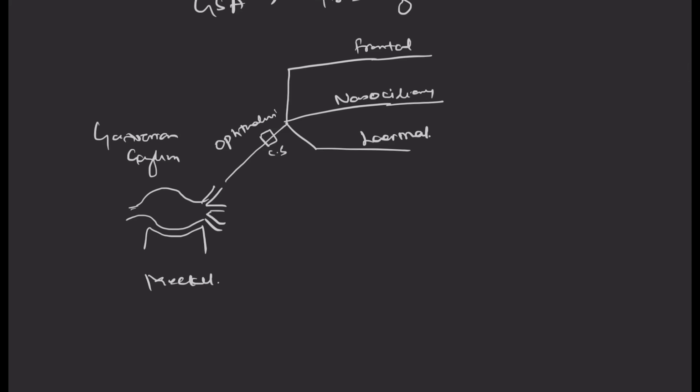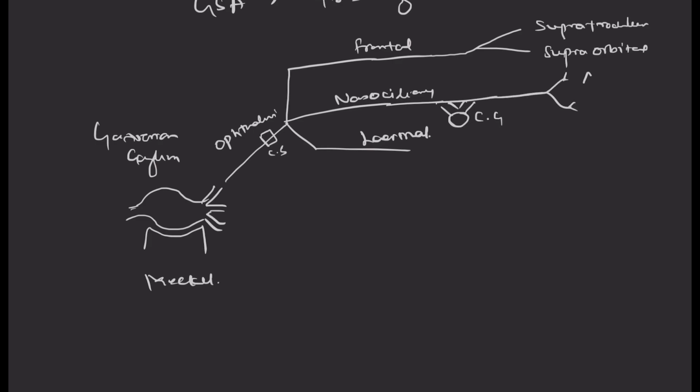The frontal branch is divided into two branches, the supratrochlear and the supraorbital. The nasociliary forms the ciliary ganglion and divides into two, the anterior ethmoidal nerve and the posterior ethmoidal nerve, which supplies the dura mater. The lacrimal nerve goes and supplies the lacrimal gland.